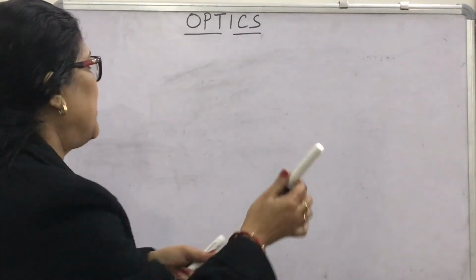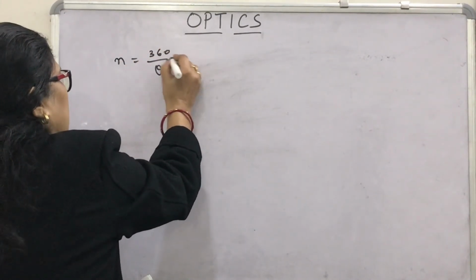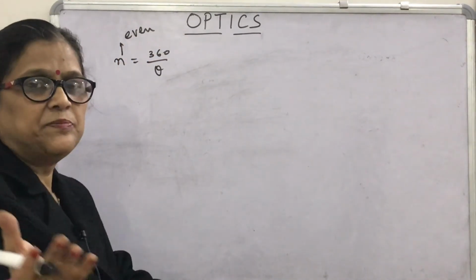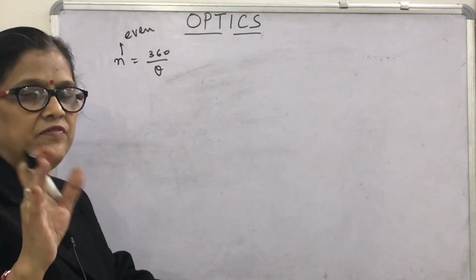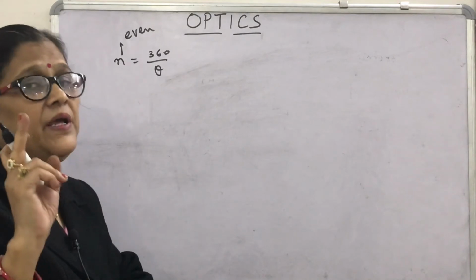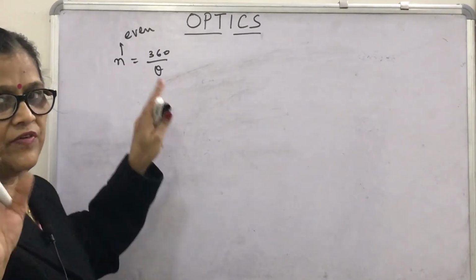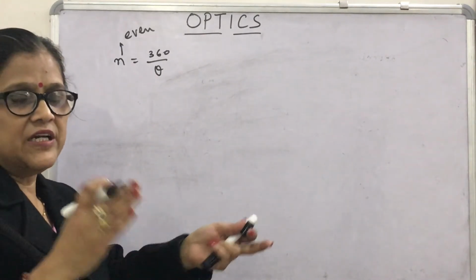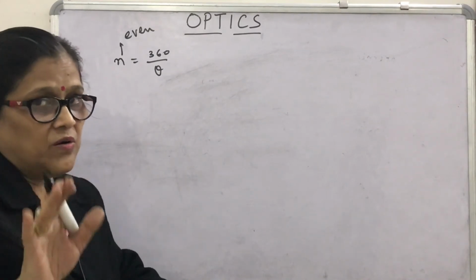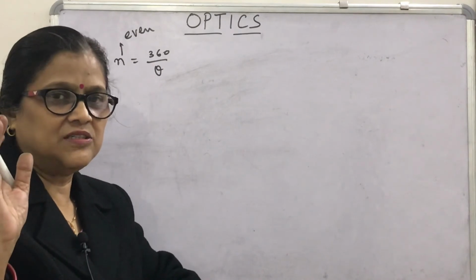The formula for the number of images: n equals 360 upon theta, and if n is even, then whether the object is placed symmetrically or unsymmetrically with respect to the position of the mirrors, the number of images will be n minus 1. But if it is odd, then as we have discussed, if symmetrical, then n minus 1, and if unsymmetrical, then n. Now come to the next point, velocity in plane mirrors.